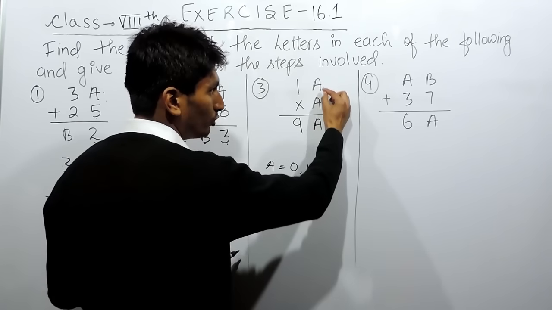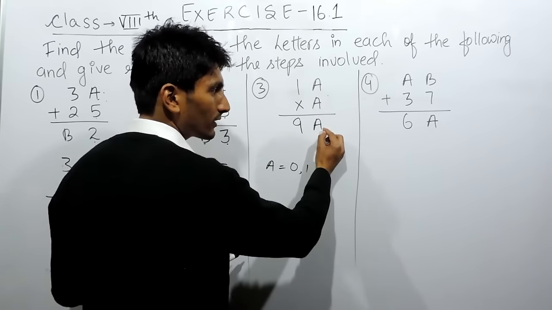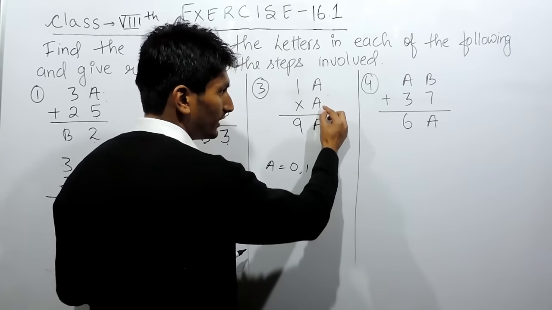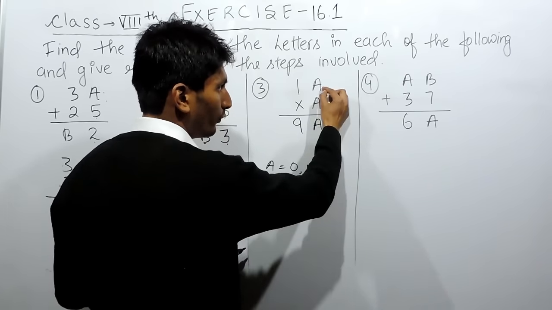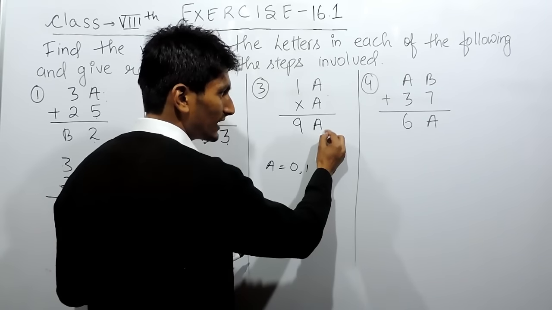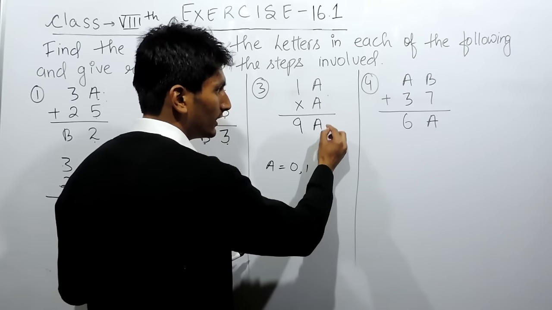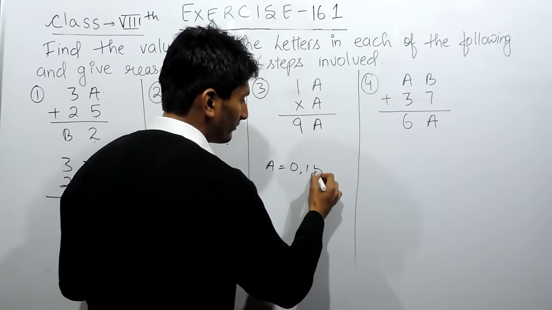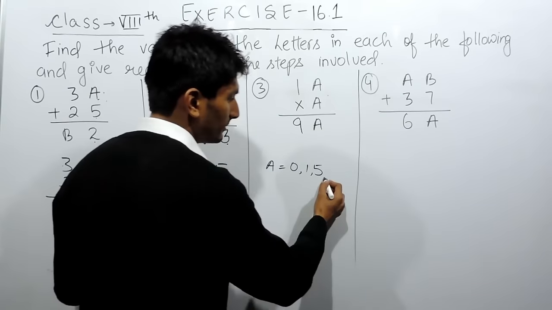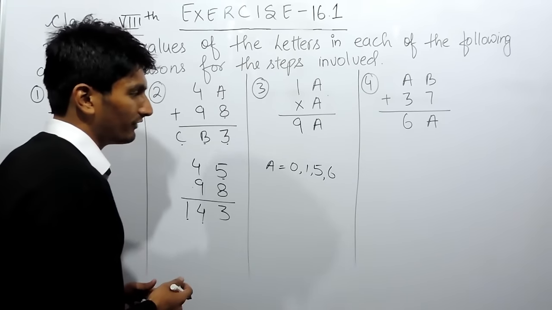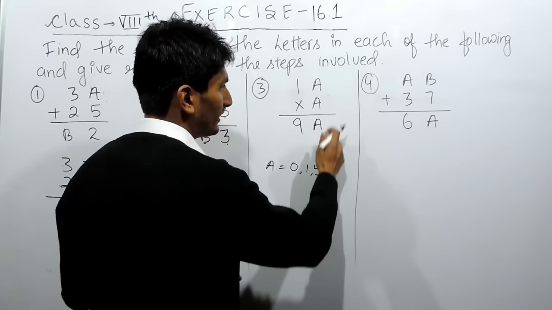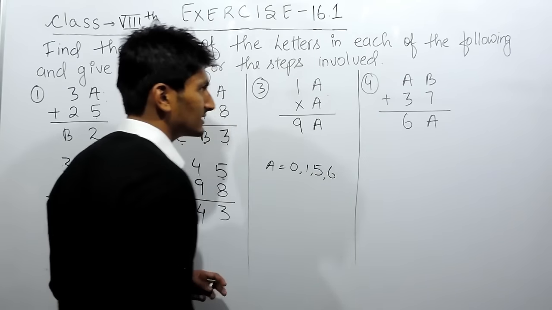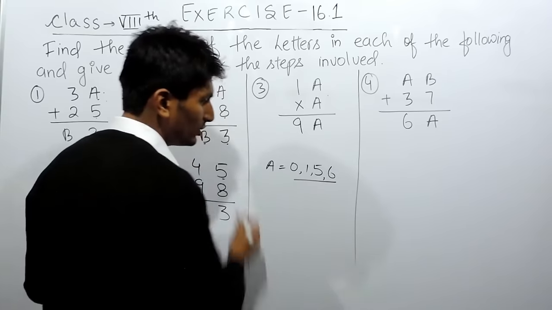If I multiply 2 with 2, the result will be 4. So this is wrong. 3 into 3 is 9. This is again wrong. 4 into 4 is 16, so the last digit won't be 4. This is again wrong. 5 into 5 is 25, so 5 can be the value of a, and similarly 6 can be the value of a, and there is no other possible value of a for which if you multiply the same value the last digit is the same. So these are the possible values of a.